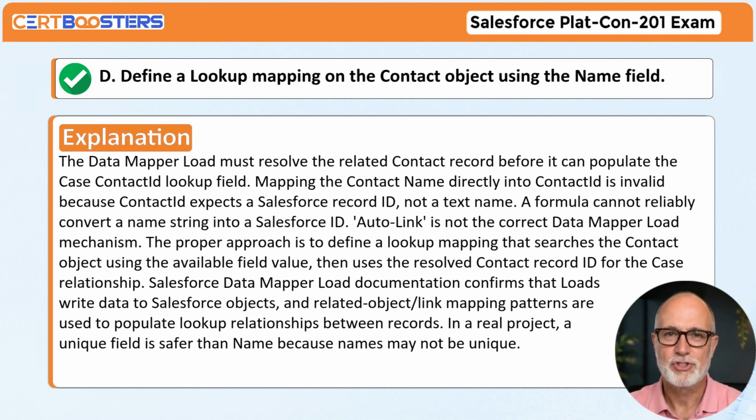The proper approach is to define a lookup mapping that searches the contact object using the available field value, then uses the resolved contact record ID for the case relationship. Salesforce Data Mapper load documentation confirms that loads write data to Salesforce objects, and related object/link mapping patterns are used to populate lookup relationships between records. In a real project, a unique field is safer than name because names may not be unique.